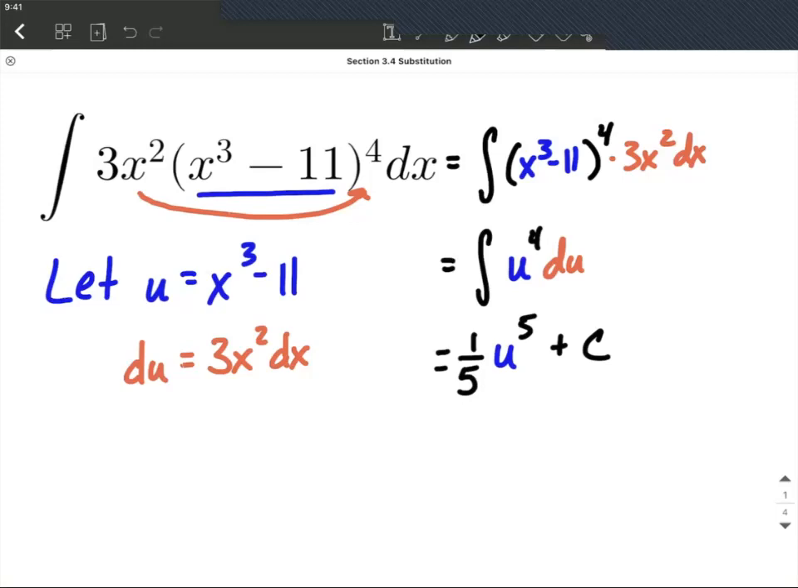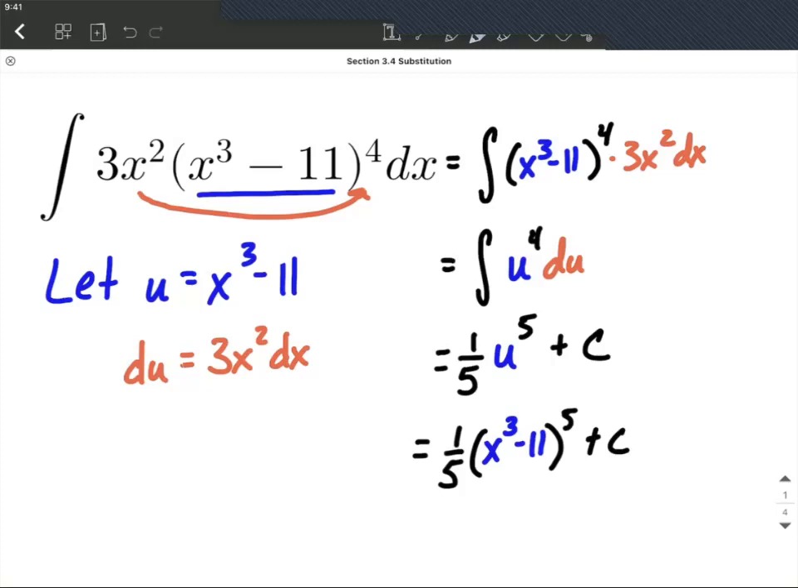Now there is one last problem. Our original problem only had x's. We kind of made up u as we went along. So what we want to do at the very end is we want to replace back in where we see a u right now. We're going to replace that back with what we defined u to be. We said u was equal to x cubed minus 11. So we're going to fill that back in, and there's our antiderivative, and we're done.